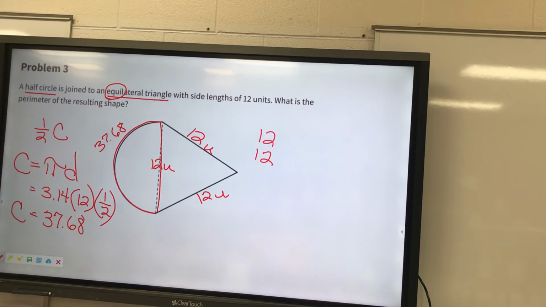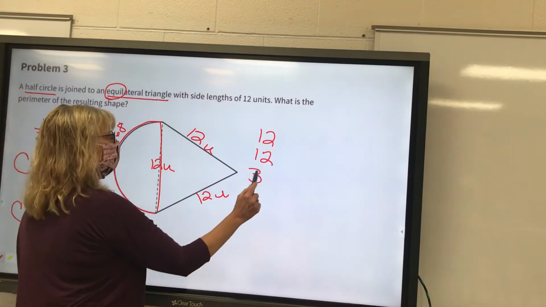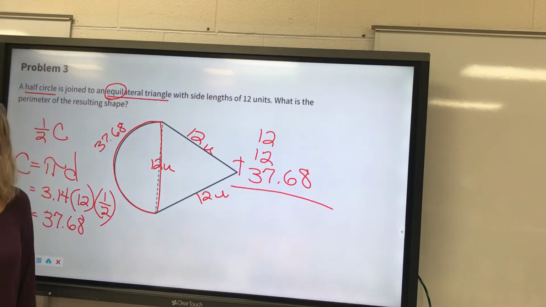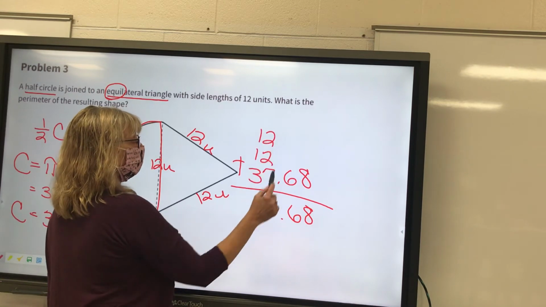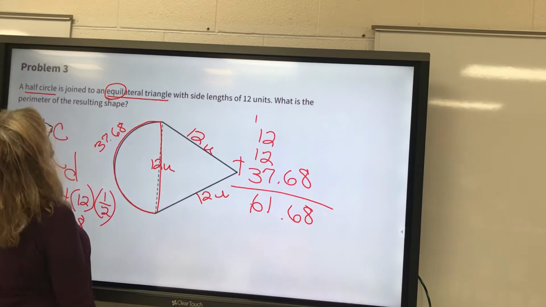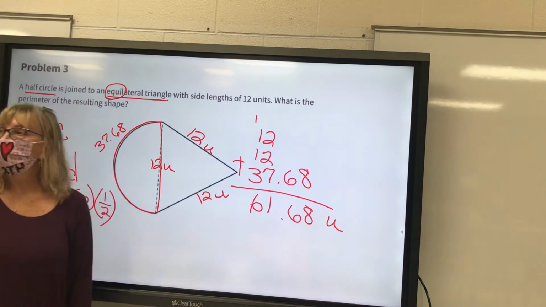How do you find the perimeter of a shape? What is perimeter? Add all the sides together. It's the distance around the outside. So I'm going to take 12 plus 12 plus 37.68, and I'm going to add them up. So my perimeter is going to be 61.68 units.